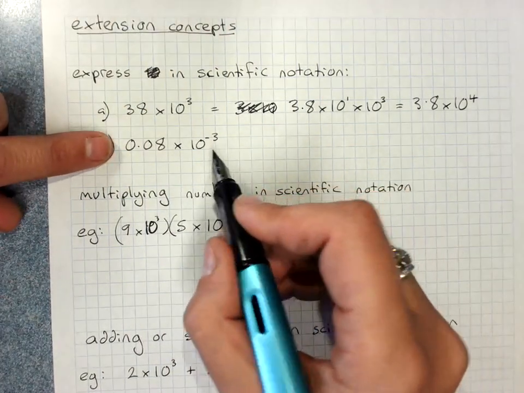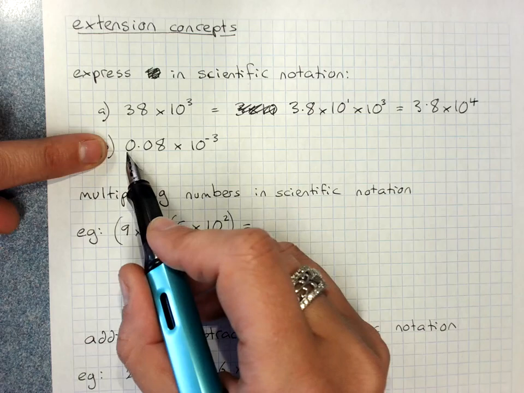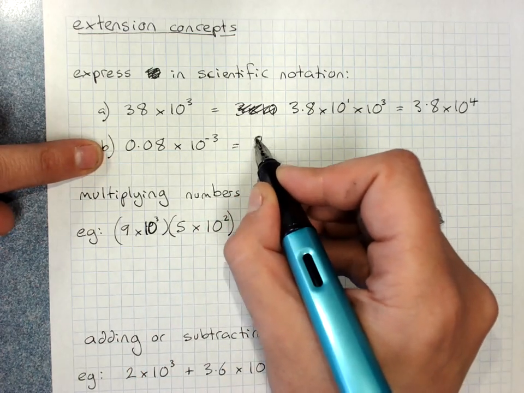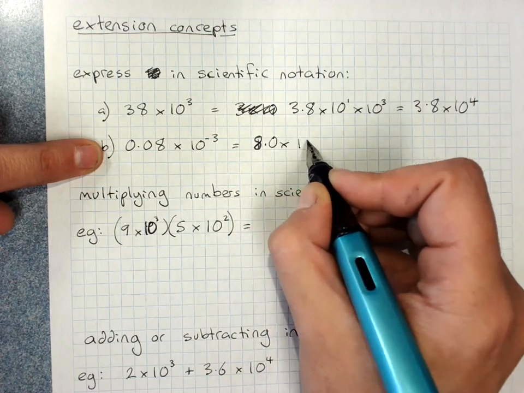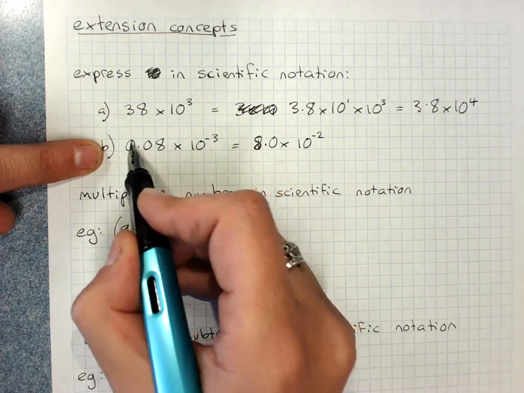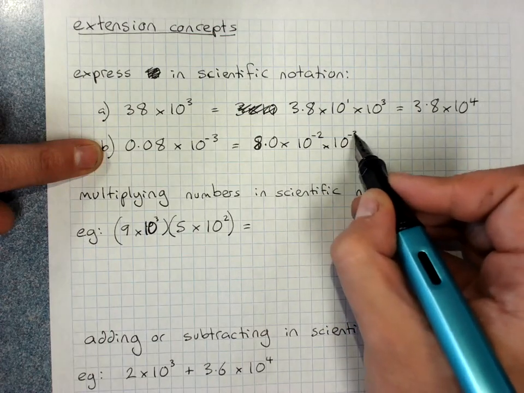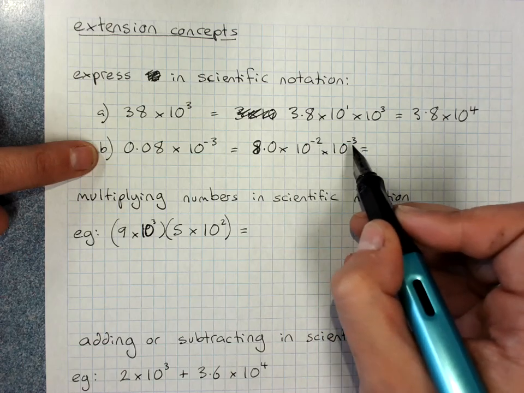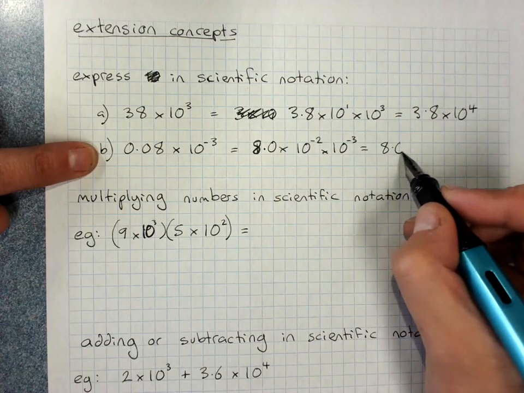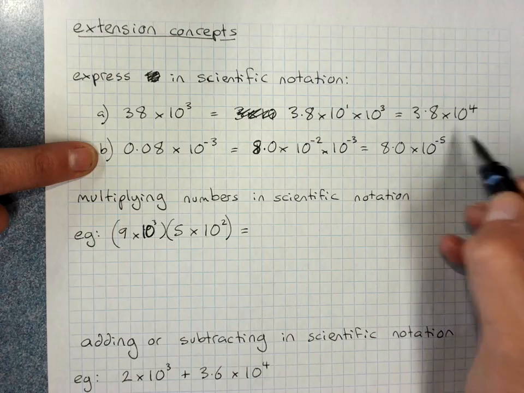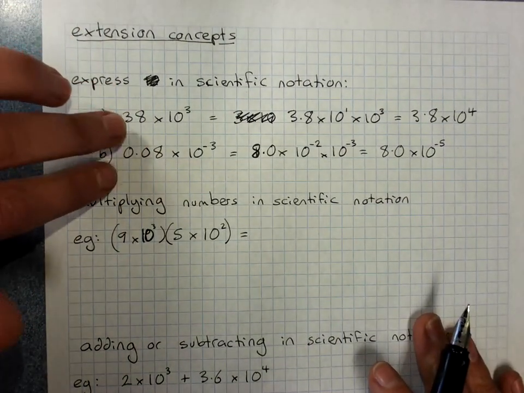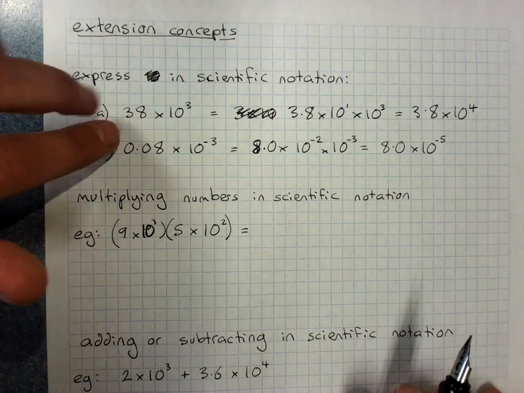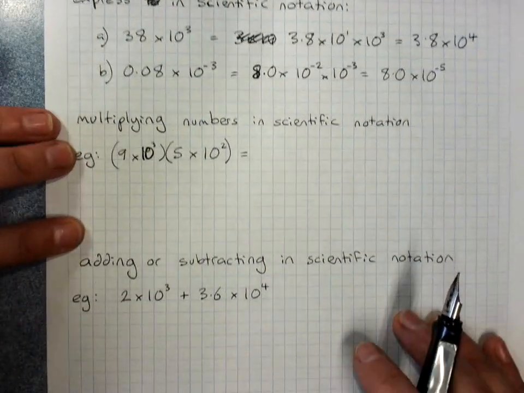Same thing here. The only way to get this to be between 1 and 10 is to have it as 8.0 times 10 to the negative 2, times 10 to the negative 3. So gathering those with index laws, negative 2 plus negative 3, says I've got 8.0 times 10 to the negative 5. Now it looks a bit pointless, but it can be quite useful when we're adding or subtracting in scientific notation. So we'll come back to this little concept.